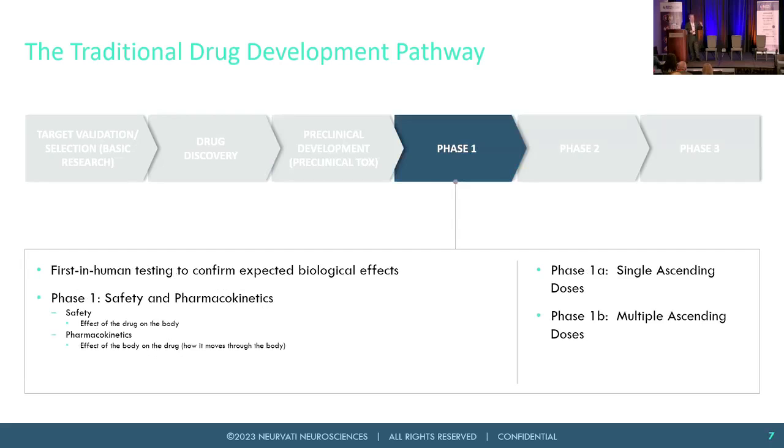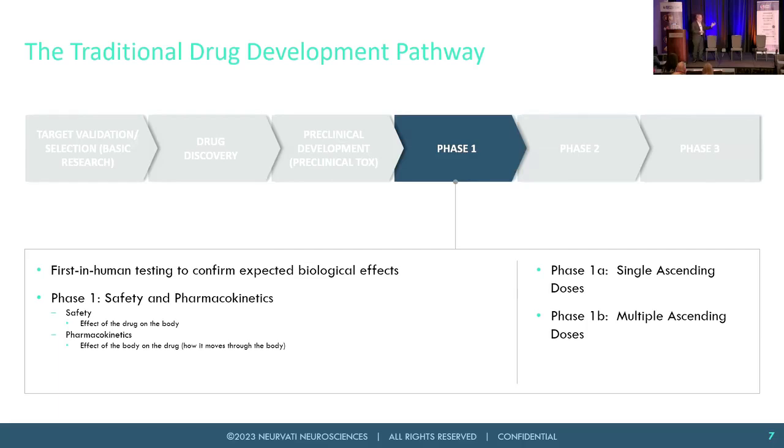Then we go to first in human testing. And the first in human testing could be in healthy volunteers, could be in patients, to determine that the expected biological effect that we saw in animals, what we predict happens in humans, happens in humans. What we predicted from animals actually happens in humans. So what is the effect of the drug on the body in terms of safety? And then how does the drug move through the body? Once it's either taken or infused or injected, what happens to it? How does it go? How is it eliminated? So again, we need to understand how it behaves to expand into larger patient numbers and ensure that it's going to be safe and have the desired effect.